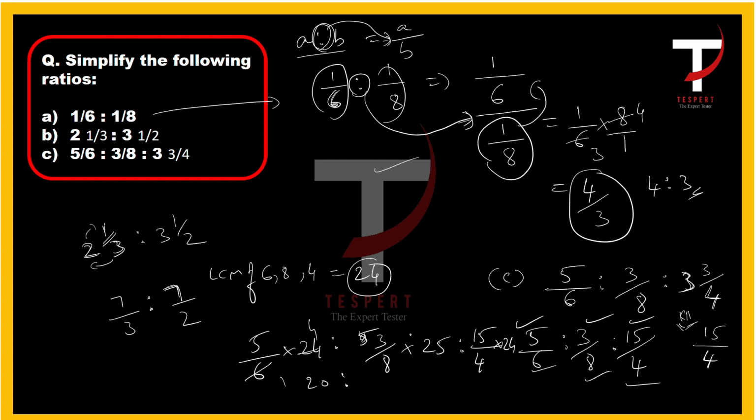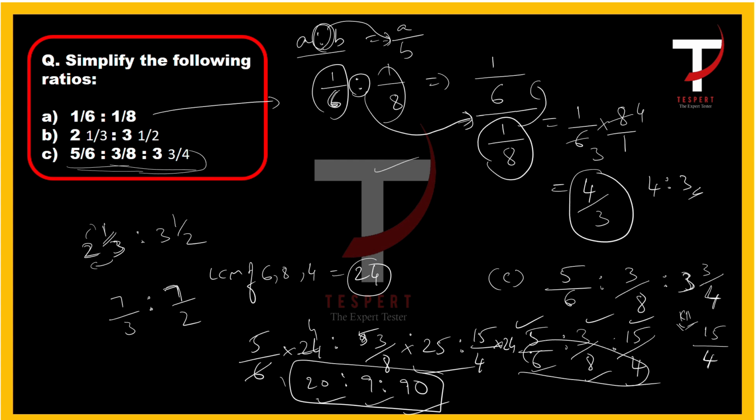20 is to 9 is to 90. So this is the simplified ratio. So 20 is to 9 is to 90 is equal to 5 by 6 is to 3 by 8 is to 15 by 4, right? So whenever you find more than two ratios, you can just take the LCM of the denominators, and that LCM must be multiplied with each and every ratio so that you get a simplified ratio. So this is how you calculate the ratios, right? Different types of ratios, you simplify the ratios.